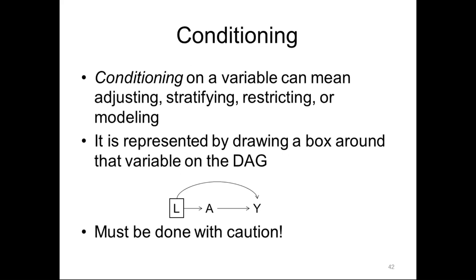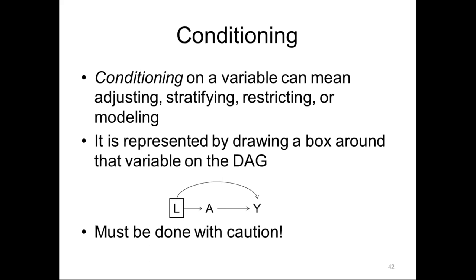We can condition on a variable, so we can adjust for it. We can stratify on it. We can restrict, so just men, just women, just people under the age of 6. Or we can model. In this DAG universe, it's represented by drawing a box around that variable. In our ski helmet example, we set age as a confounder and we adjust for age. That would be represented by drawing a box around age, or around the letter we're using to represent age. Generally, if it's a confounder, that's usually a good thing to do.